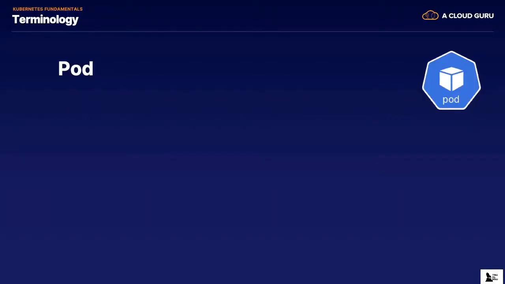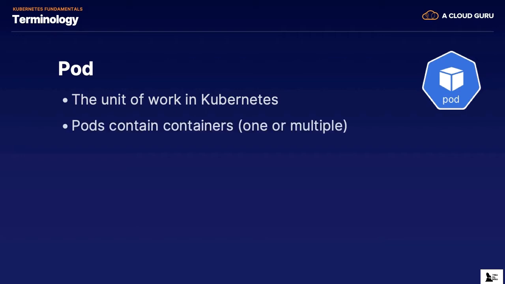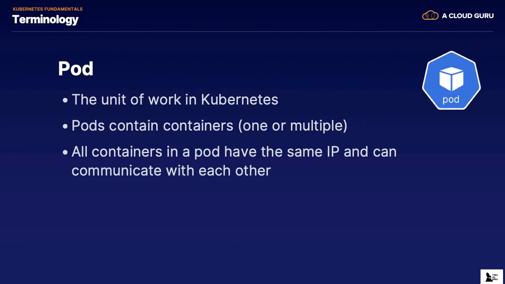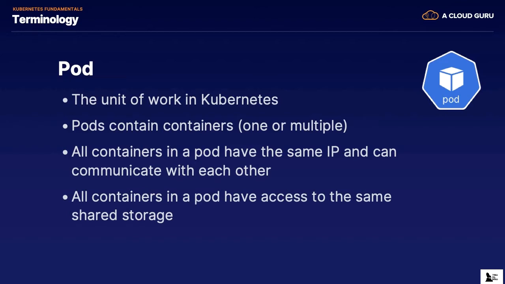And then the final term before we start our deployment of Kubernetes is pod. Now, a pod is the unit of work in Kubernetes. So a pod is what runs your applications, and those applications are the whole reason that you're running Kubernetes to begin with. Pods contain containers, and those containers contain your applications, whether it's a web server, a database server, or some analysis server. A pod can have one container or multiple containers, but typically administrators just run a single container inside a pod. All containers in a pod have the same IP and they can communicate with each other. And they also have access to the same shared storage.